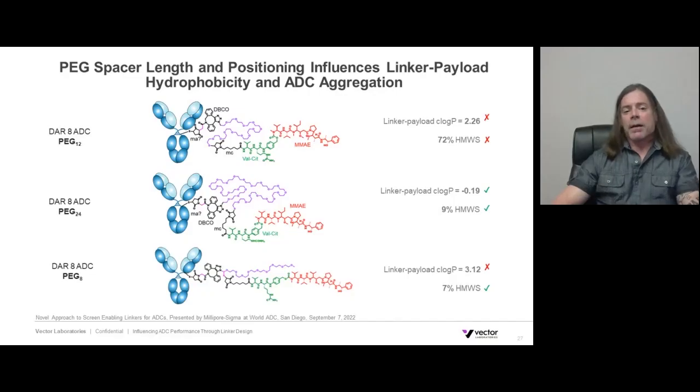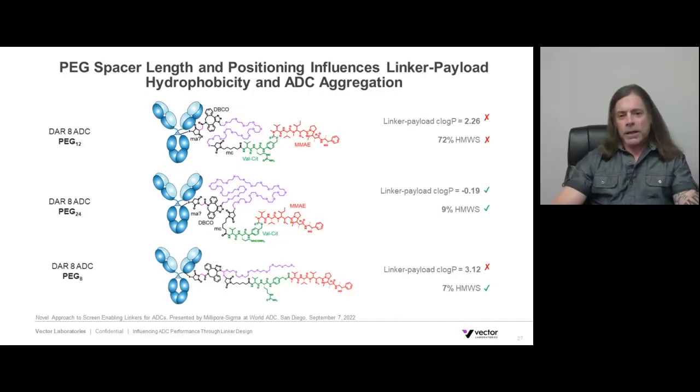It's that exact same combination of DBCO reactive group, MC, Val-Cit, MMAE. But now what they've done is they've taken the PEG spacer and put it in an orthogonal position rather than between the payload and the antibody. So what this has done is it kind of shields that trigger and payload. And in this case, it's only a PEG-8 rather than a PEG-24 and PEG-12 like the examples above.